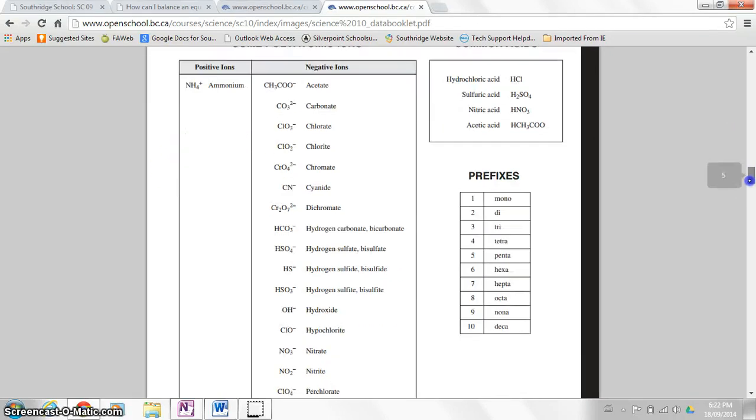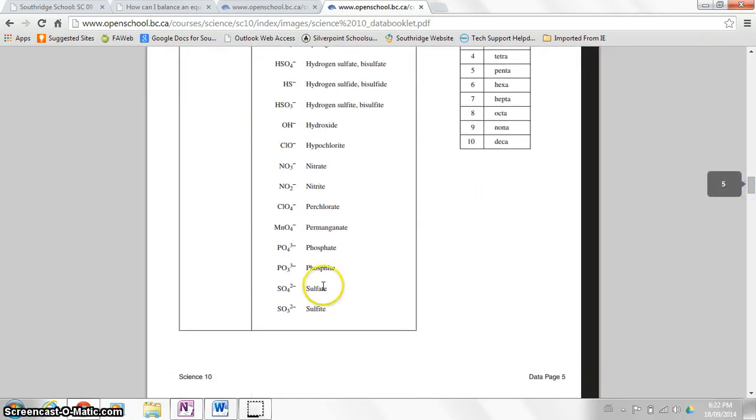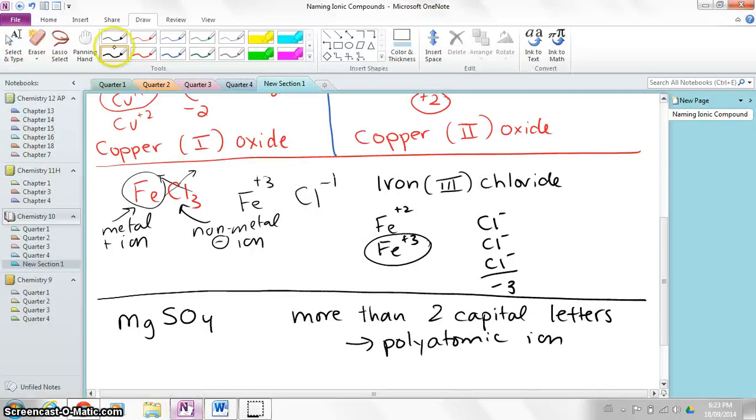So we were looking at sulfate. Be careful, there's a sulfite and a sulfate. They're a little bit different. There's a 3 here and a 4 there. So sulfate and sulfite. So let's go back. It's MgSO4. Mg is magnesium, and SO4 is sulfate. If it comes from the table of polyatomic ions, you don't change the ending to IDE.